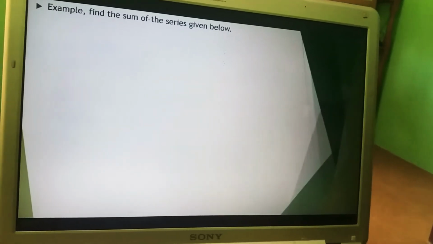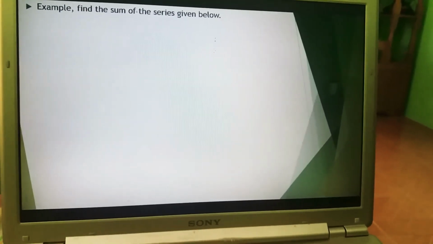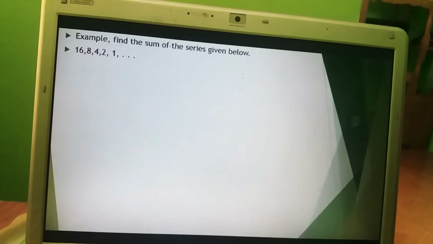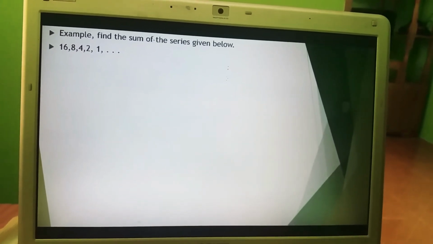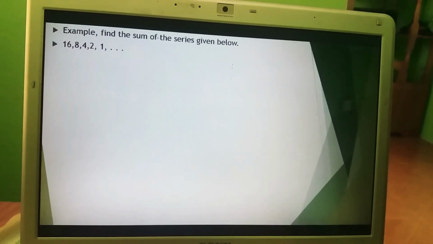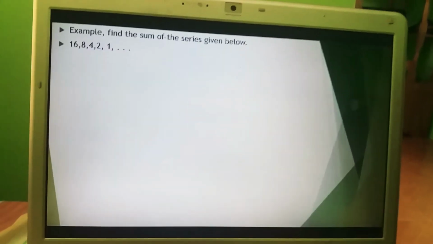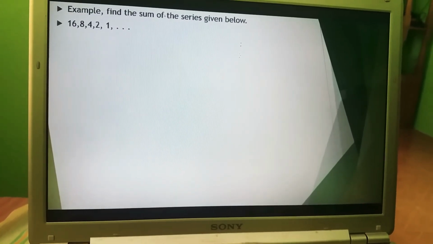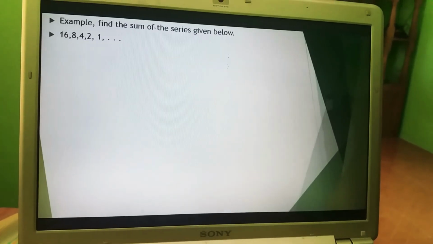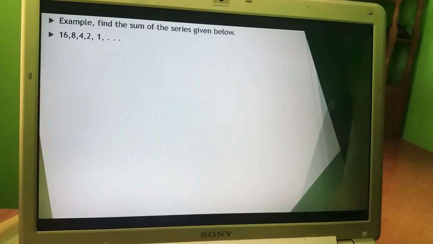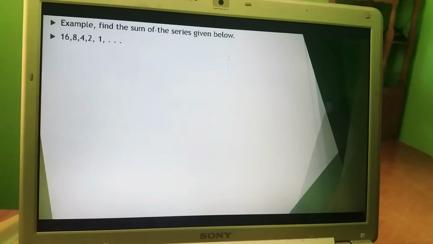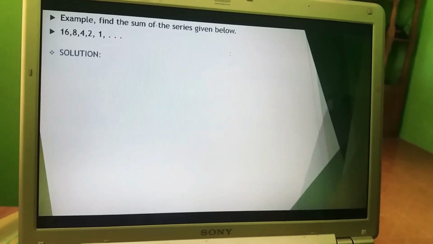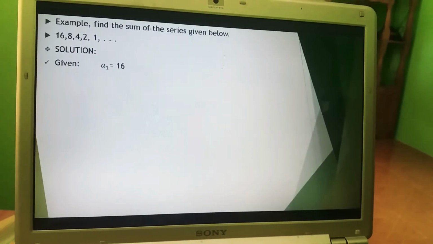So example, find the sum of the series given below. So we have a series 16, 8, 4, 2, and 1. So kanina sabi ko, you just need to divide two consecutive numbers so that we could find the common ratio. Yes.